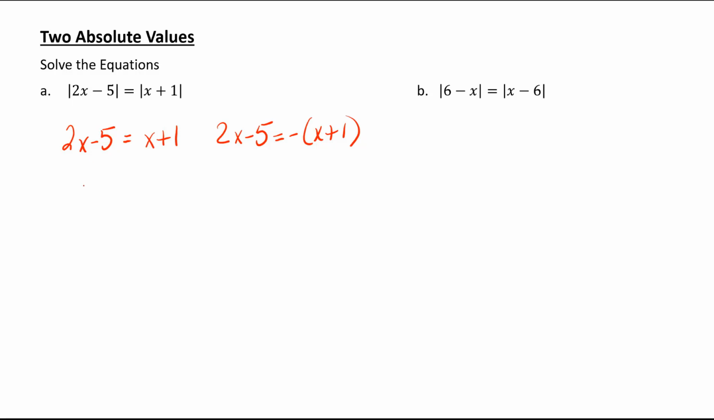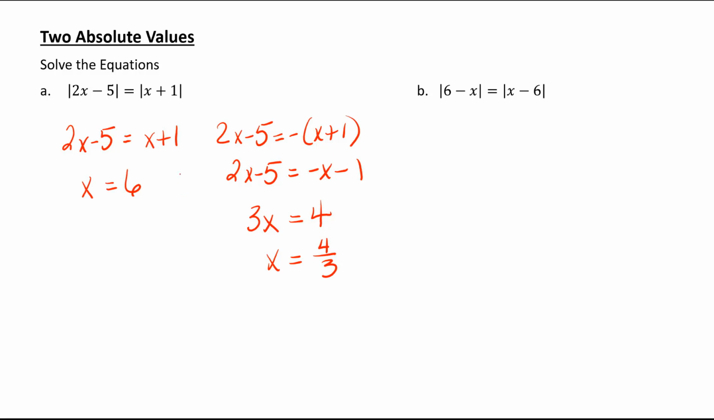So now we just solve. Get x by itself, subtract x on both sides, and you have x equals 6 after you add 5 on both sides. And then here you got 2x minus 5 equals negative x minus 1. Add x on both sides, add 5 on both sides, and you get 3x equals 4, so x equals 4/3.